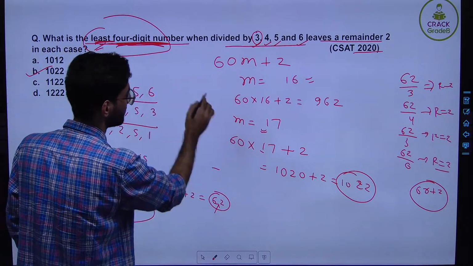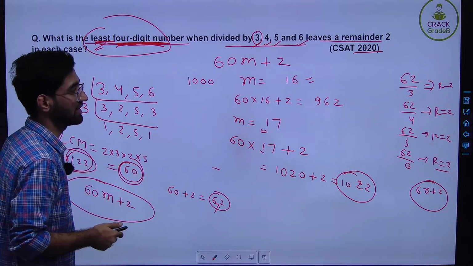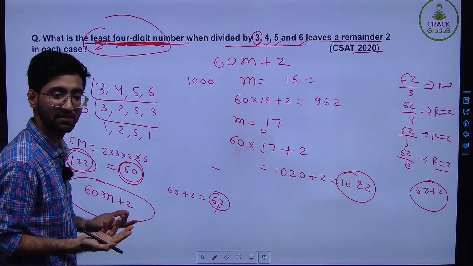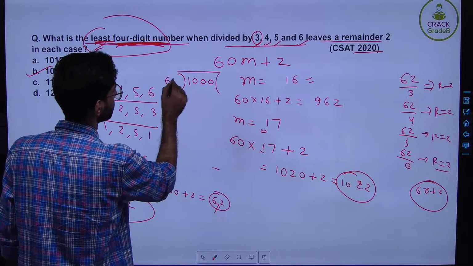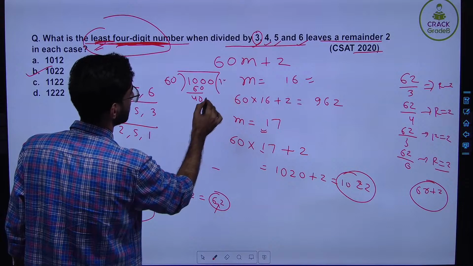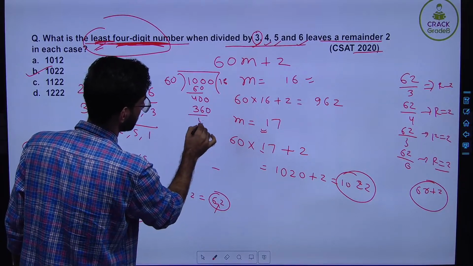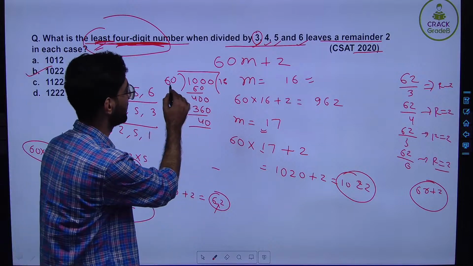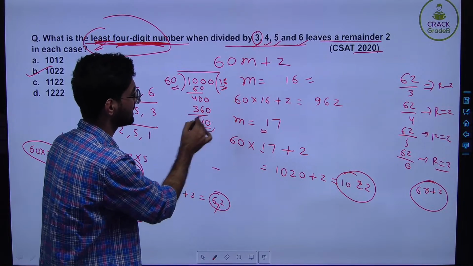So, if you are not able to think in this way, let us take the least 4-digit number. What is the least 4-digit number? 1000. The least 4-digit number is 1000. Let us divide it by 60. So, 60 into 16, see, we got the remainder 40. If I multiply 60 by 16, I get the remainder 40.